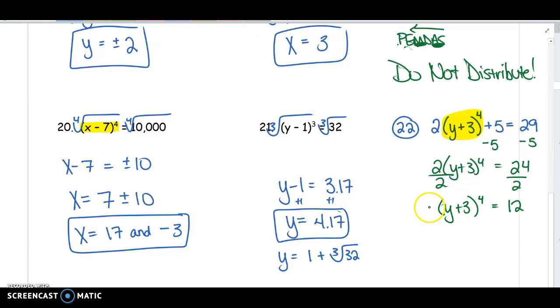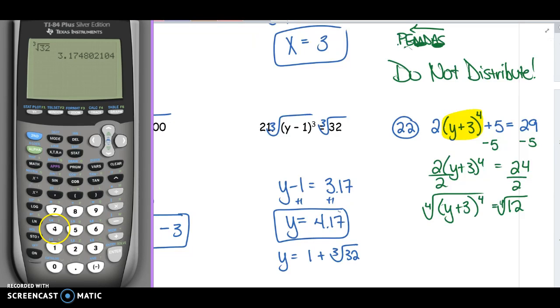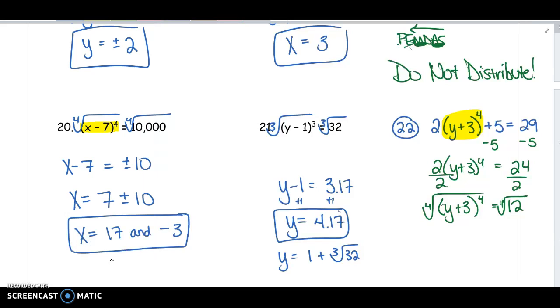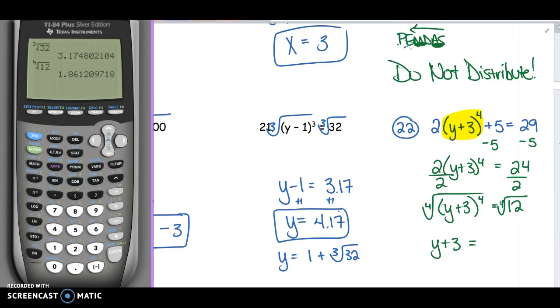Now we can get rid of that exponent of 4 by taking the 4th root. And it's not on the perfect chart, so we have to do the calculator. So calculator, the 4th root of 12. So y plus 3 is approximately, and I should use little approximately symbols, but that's okay, 1.86.